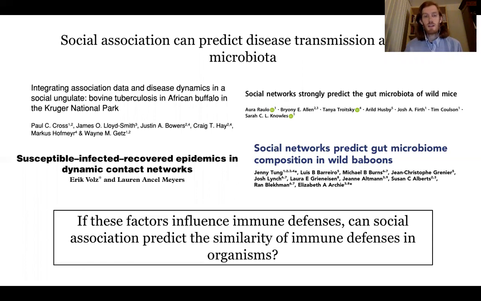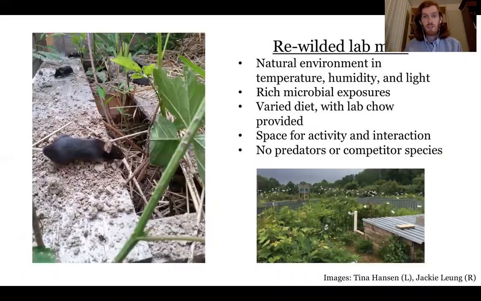Now, to study this question, my lab group, the Graham group at Princeton, has been working with rewilded laboratory mice on this question and actually a bunch of other immunological questions. And rewilded lab mice are a great study system because they really have basically most of the hallmarks of a wild organism. They have a natural environment, rich microbial exposures, a varied diet, and space for activity and interaction. Basically, the one thing they don't have is predators and competitors, and that's so that we can have the sample size that we want, so we don't lose all our mice to hawks in the middle of the summer. And they do quite well put out into these outdoor enclosures, which you can see here.